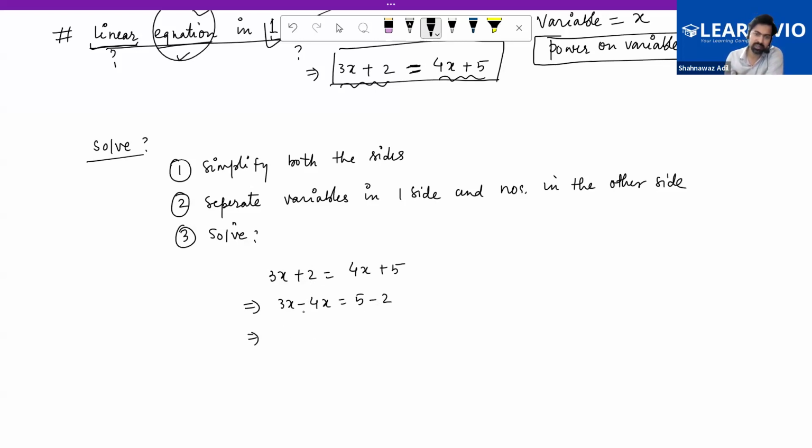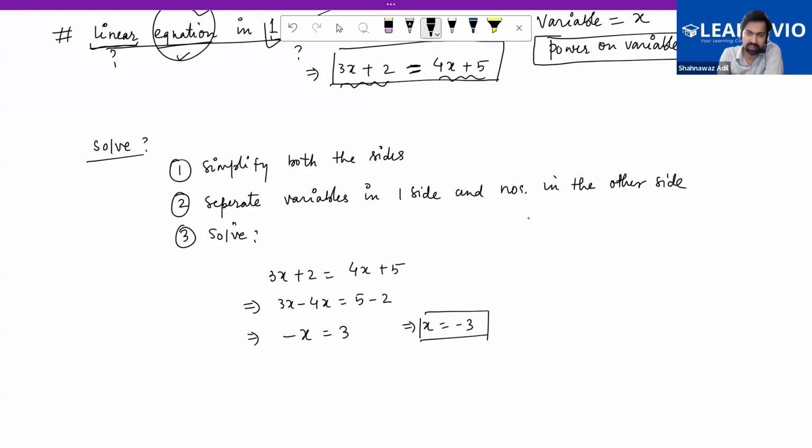So 3x minus 4x, how much is that? Negative x. And this is 3. In the solution part, we don't write this sign on the variable. So we take this negative sign to the other side, and this x would be minus 3. You guys are already familiar with these things.